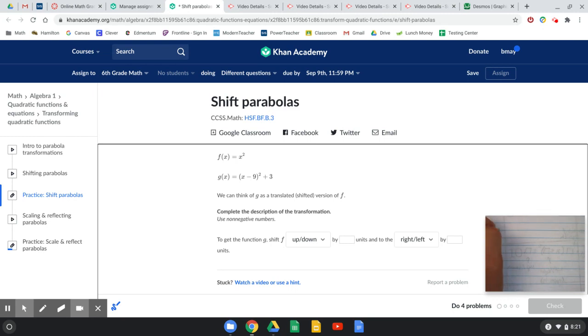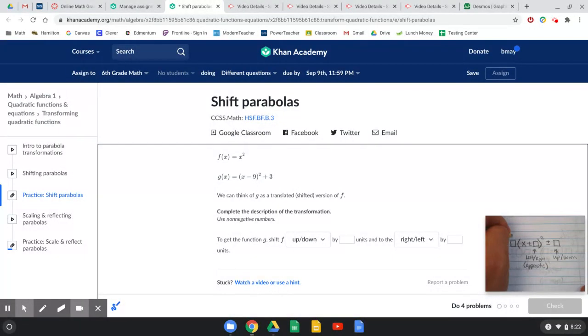So if you have y equals blank, parenthesis x, plus or minus some number, squared, plus or minus some number. We looked at last time that this number right here is going to tell you how far up or down the graph moves, the vertex shifts. And then in here, we're going to go left or right, that number. But the tricky part is remembering that it is the opposite. So if it's positive, you actually go left. If it's negative, you go right.